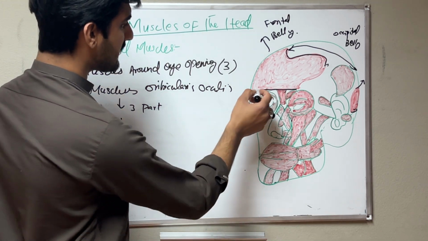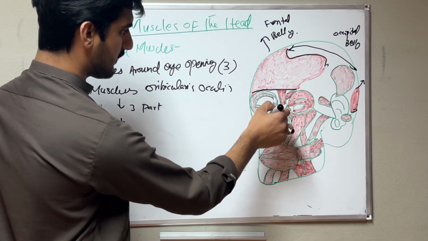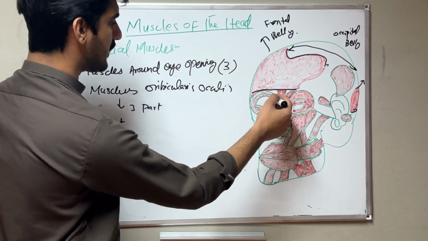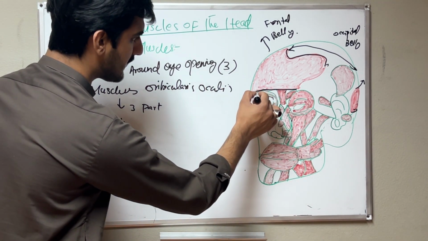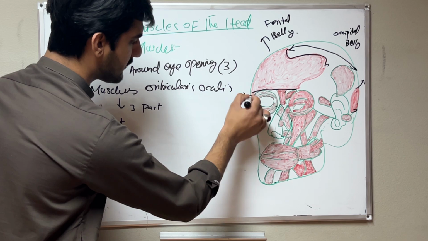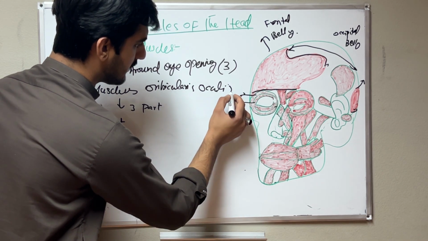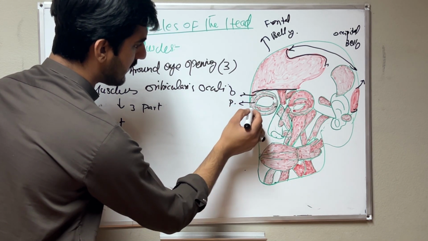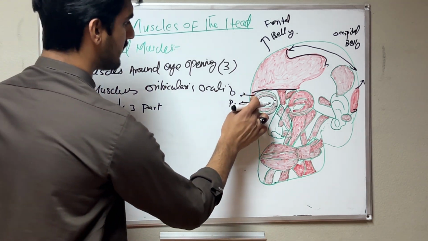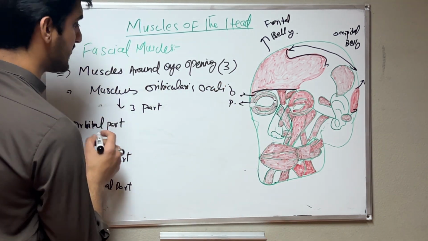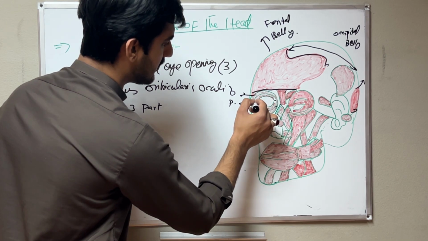Now we are talking about the musculus orbicularis oculi muscle. Three parts. The first part is the orbital part. This one is the orbital part. This one is the palpebral part, and this one here is the lacrimal part. But first we need to discuss the orbital part.